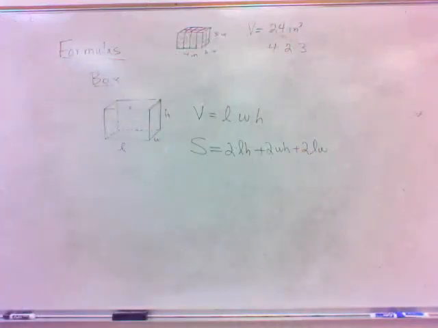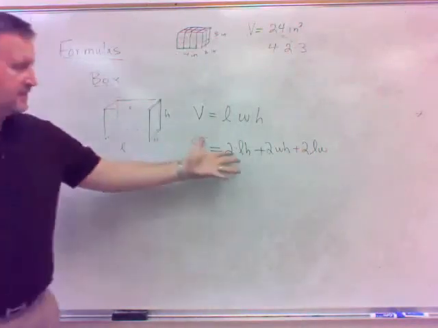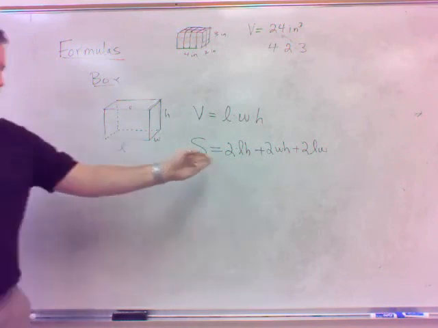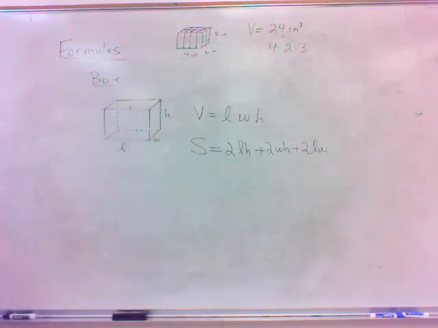Surface area of a box is this formula right here. Okay? So it's basically multiplying each dimension by the other dimension, and multiplying it by 2.